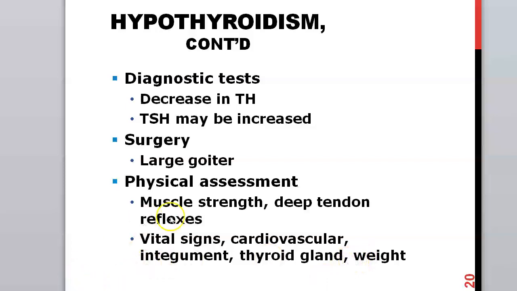These are the types of assessments you may find with a patient who has developed hypothyroidism: muscle strength, deep tendon reflexes, vital signs, cardiovascular, integumentary, thyroid gland, and weight. These are all things that we'll be checking, and they're going to be obviously the opposite of what we saw in our patients who had hyperthyroidism.